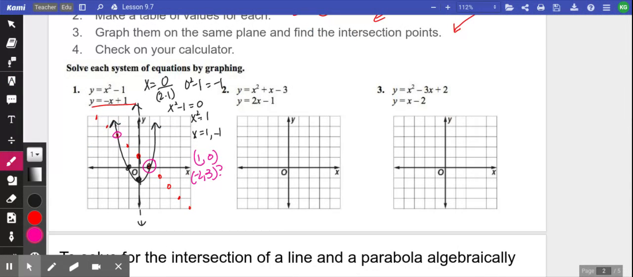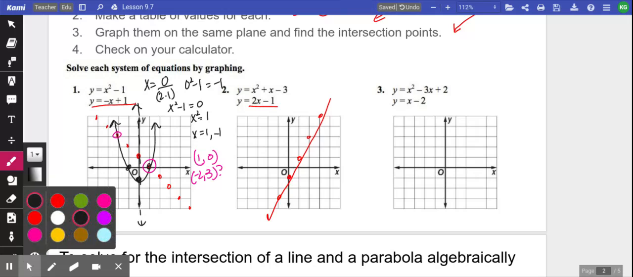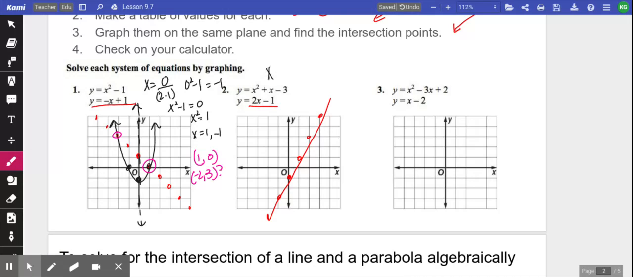Okay, so we'll do the same thing on this next one. My linear equation starts at negative 1 and the slope is up 2 over 1. My quadratic has an axis of symmetry at negative 1 over 2 times 1, which is negative half. And then when I put that back in, I do negative half squared plus negative half minus 3. It's at negative 3.25.